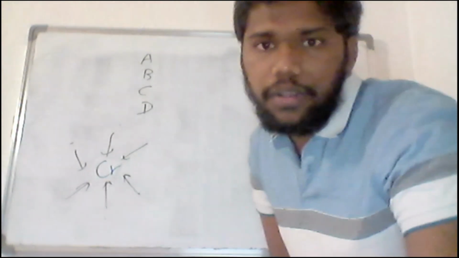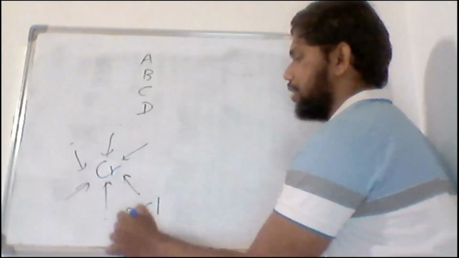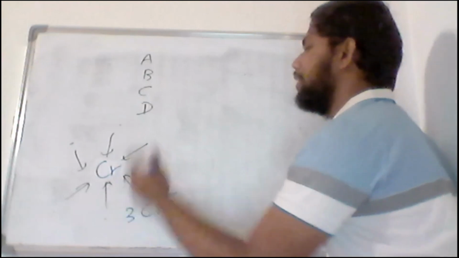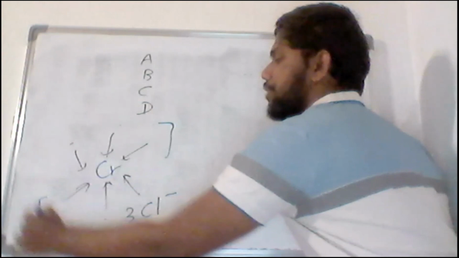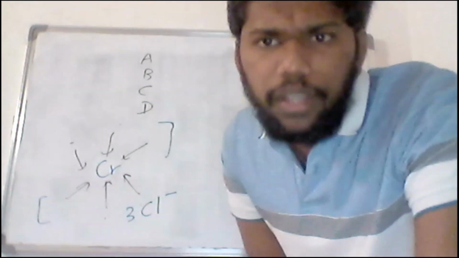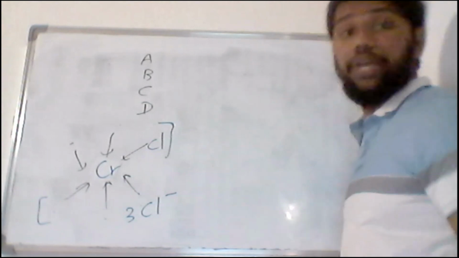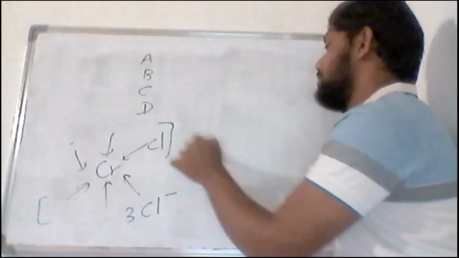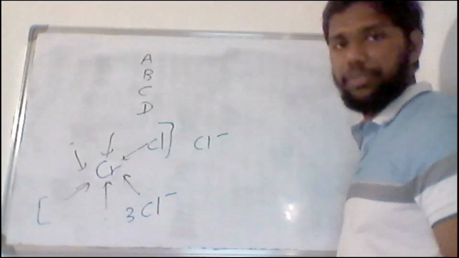The compound contains 3 chlorine atoms. We don't know where these 3 chlorines are going to be present, either inside the coordination sphere or outside it. They could be either covalent or ionic. So it could be either chlorine which is covalent, or Cl minus outside the main coordination sphere.